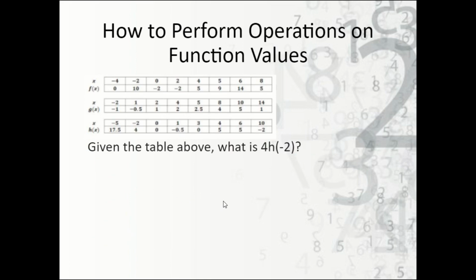Let's look at another example. So this one says, what is 4 times h of negative 2? So if we take h, so when h is negative 2, y is 4. So there's our value. And then we want 4 times that. So 4h of negative 2 is the same thing as 4 times 4. And 4 times 4 is 16.